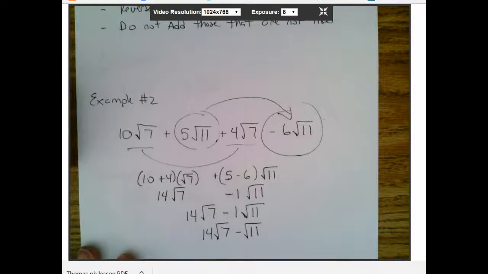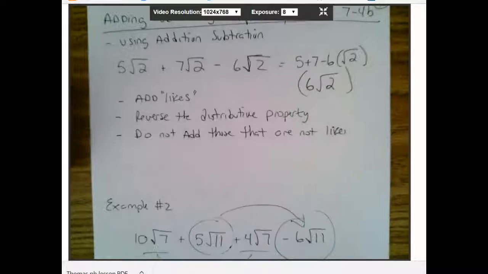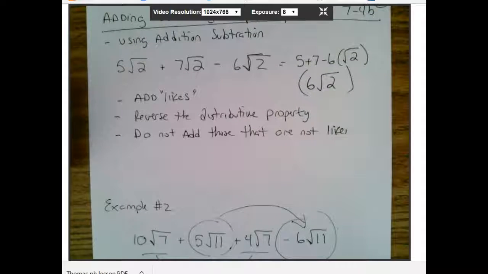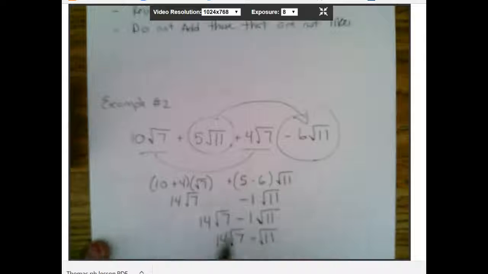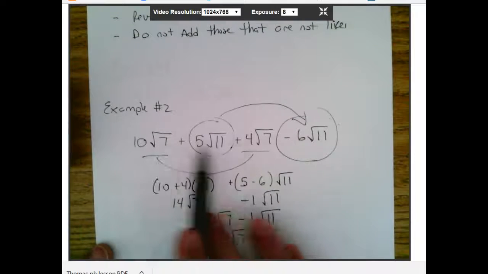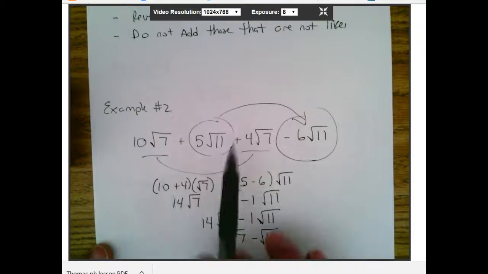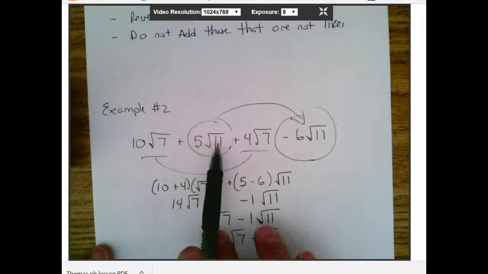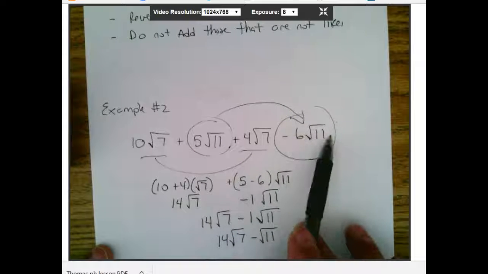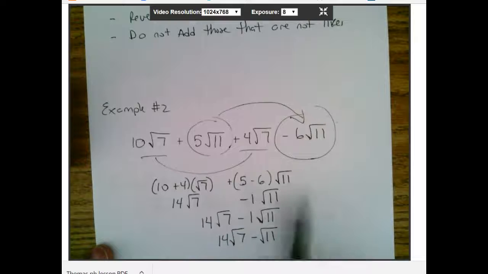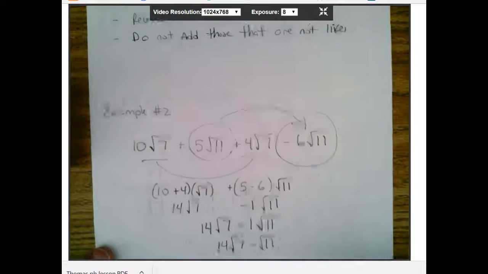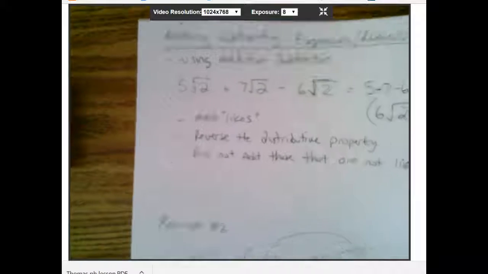Okay, so that's your addition and subtraction. You look for likes, add or subtract them, and then sometimes you might have to separate them out. We've got the square root of 7 here, square root of 7, do your arithmetic there, and 5 times the square root of 11, and negative 6 times the square root of 11. We'll do that math and then put them back together. So that's addition and subtraction.